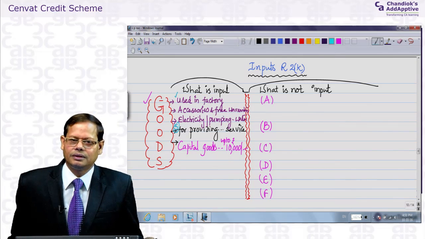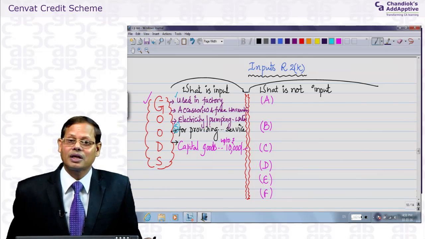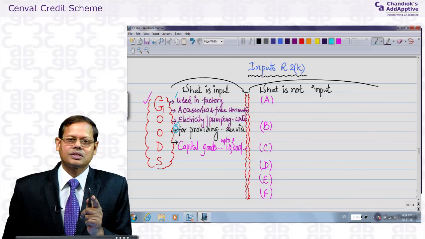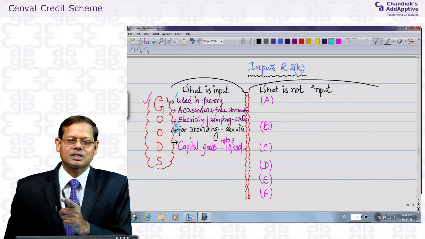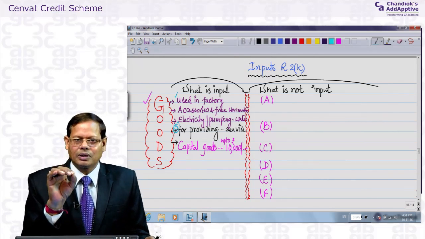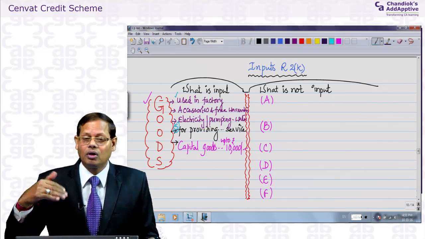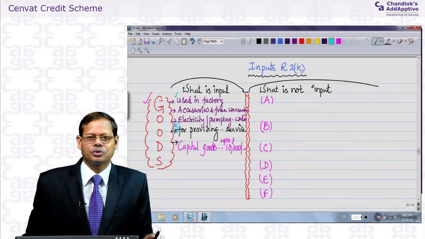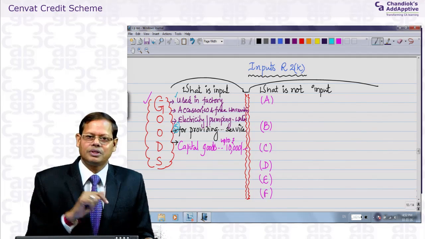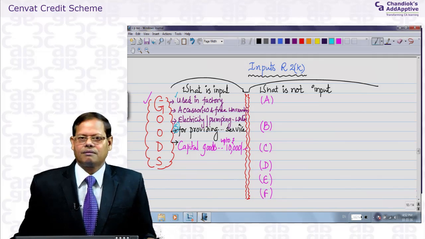Okay. So, the fifth one, recently added, is capital goods. Capital goods are inputs. How? When? Capital goods whose value is up to 10,000 rupees per piece. The value of the capital goods per piece is up to 10,000 rupees, which means I include 10,000. If it is beyond 10,000 rupees, it is capital goods. Each piece whose value is not above 10,000 rupees is input. So, all capital goods up to the value of 10,000 rupees per item or per piece are treated as input.